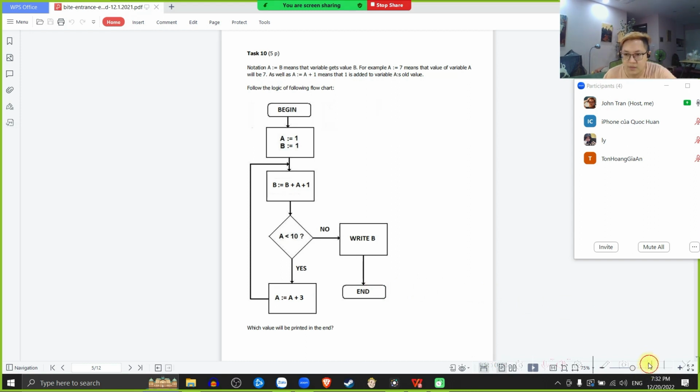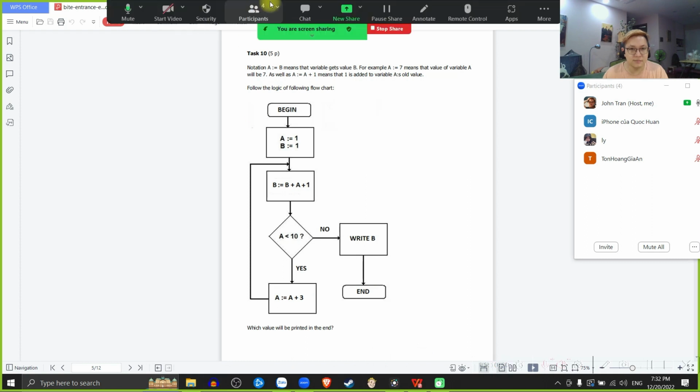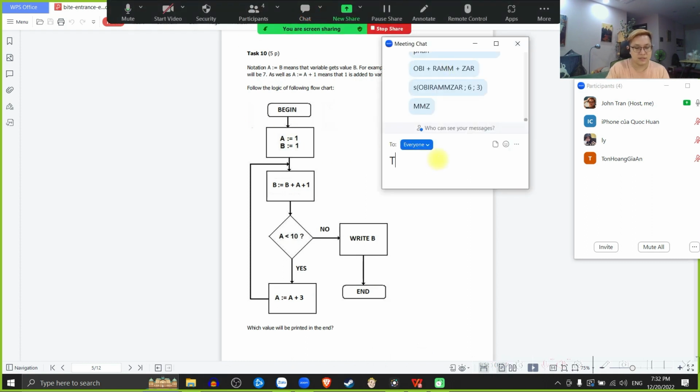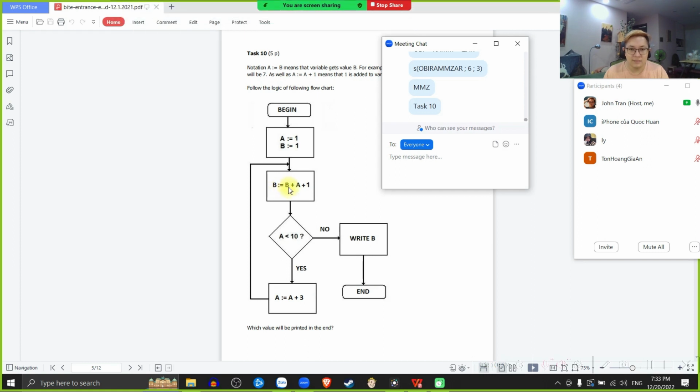Okay, try this one. Alright, so first A equals 1, B equals 1, right? That's 10. And then new B is 1 plus 1 plus 1 is 3, right? Three. And then A is still smaller than 10, so you have to go through. A is still 1, still smaller than 10, so you have to go through this one.